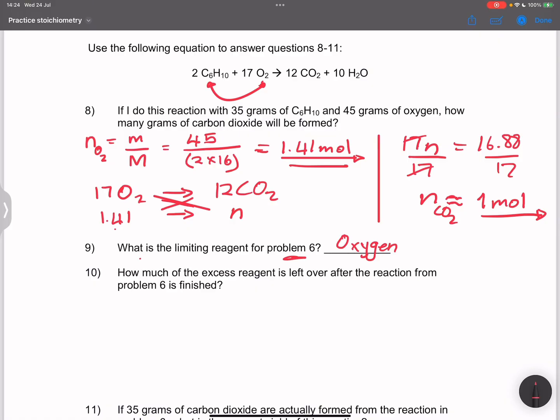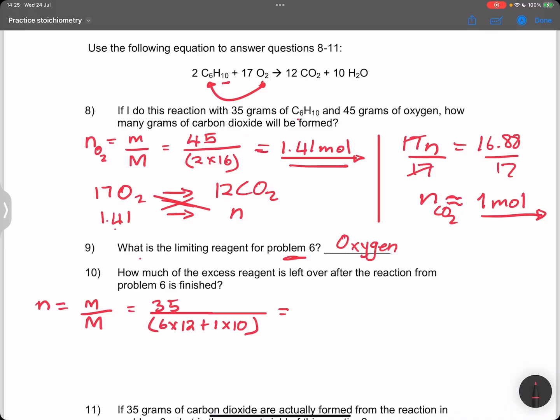So firstly, how many moles did we have? For hexane, that's mass divided by molar mass. We had 35 grams divided by the molar mass. We said 6 times carbon, which is 6 times 12, plus 1 times 10 for hydrogen. There are 10 hydrogen atoms, and the molar mass for hydrogen is 1. And so what did we obtain there, ladies and gents?